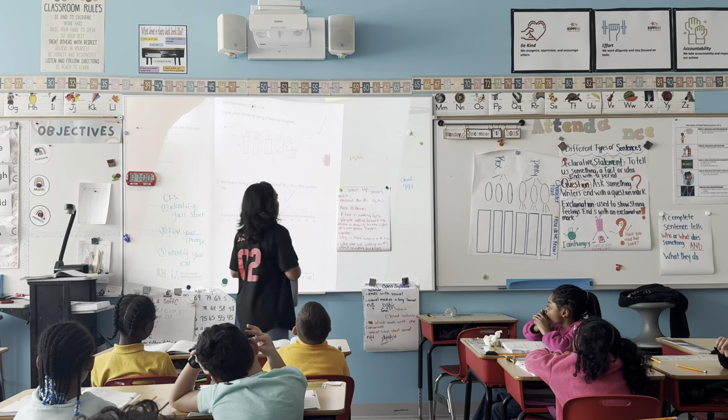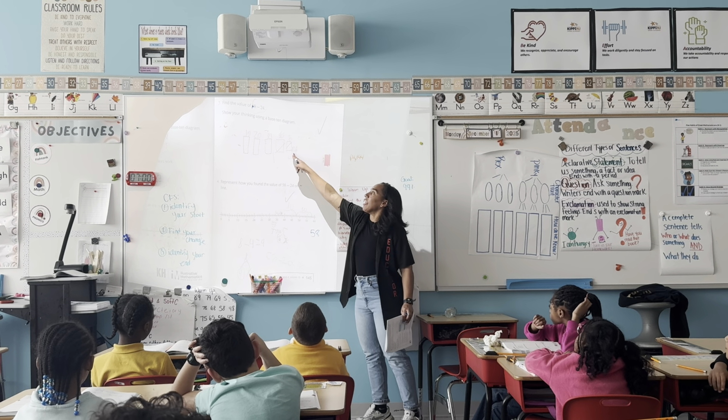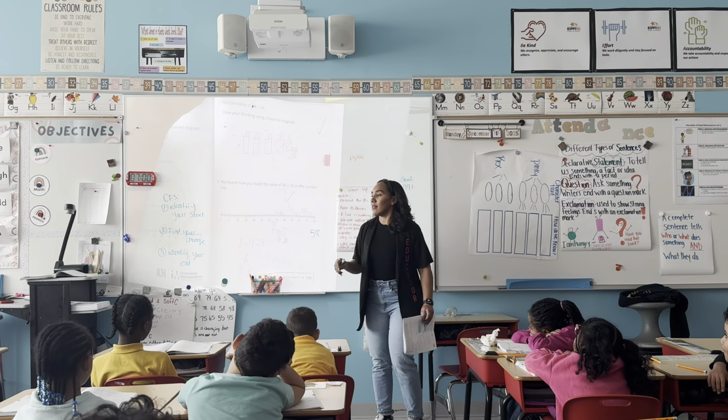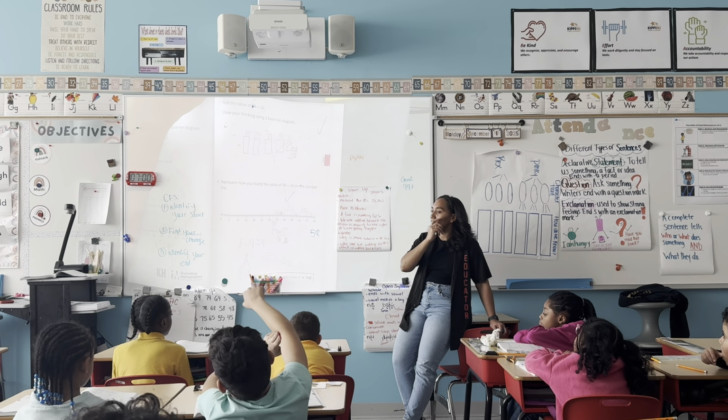Because they started with 58 and then they saw. How can you see that in your base 10 blocks? That they took away 10 first. Where do you see that?